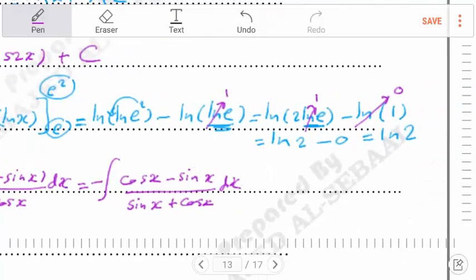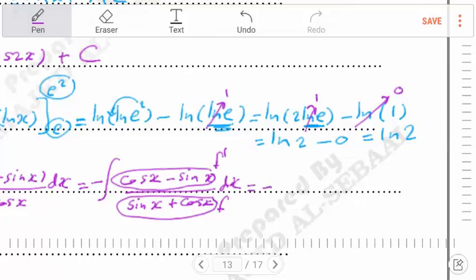Now, this is f dash, and this is f. I think it is clear, isn't it? Yes. Good, good. So it will be minus. All of those steps were just to explain why we added this minus. So it will be minus ln of sine x plus cosine x, plus c.